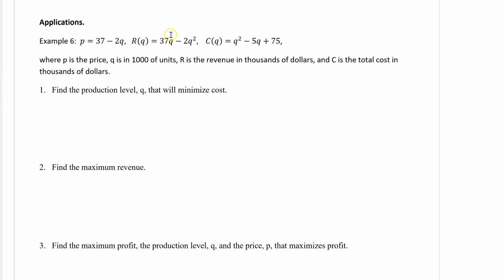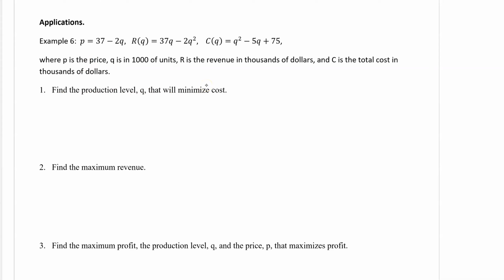So we have our price function, our revenue function, and our cost function. P is the price. Q is in thousands of units; that's our quantity sold or produced. R is the revenue in thousands of dollars. And C is the total cost in thousands of dollars. So everything's in thousands except for the price. Okay, so find the production level Q that will minimize cost.